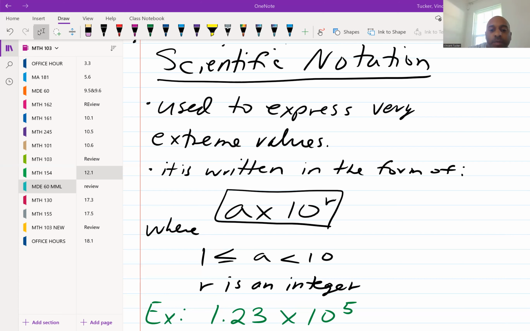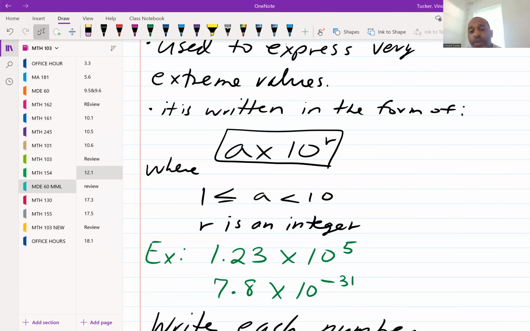All right, examples of that are 1.23 times 10 to the fifth power, 7.8 times 10 to the negative 31st power. So notice the 1.23 is in between 1 and 10, and this is an integer for your exponent. Same thing here, 7.8 is in between 1 and 10, and negative 31 is an integer for your exponent.